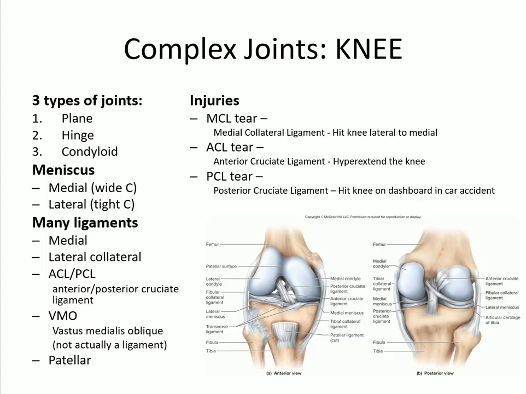So medial is going to be inside of the knee, right toward the midline of the body, medial. Then we have lateral and lateral collateral, which is the outside. We have the ACL and the PCL. Most of us have heard of this one just in vernacular. ACL is our most common injury. That's the anterior cruciate ligament and the posterior cruciate ligament.